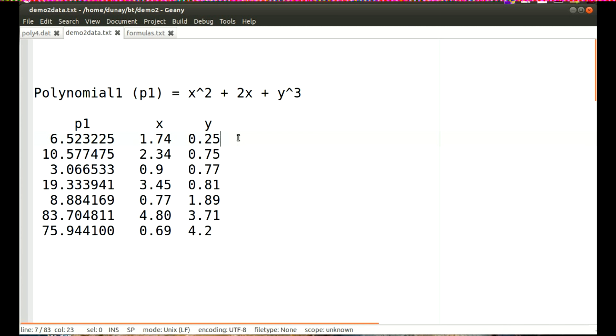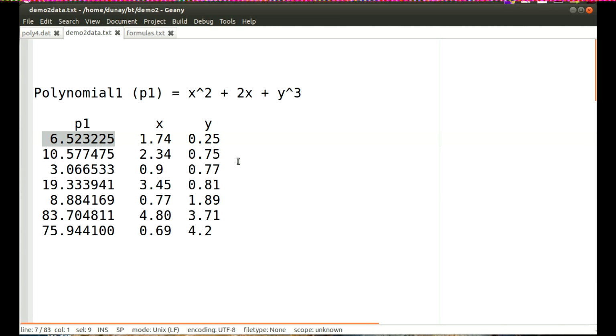I've generated data from a polynomial. P1 equals x squared plus 2x plus y cubed. This is our training data. Given x and y as inputs, we are asking our program to discover the transformation that will produce polynomial P1.